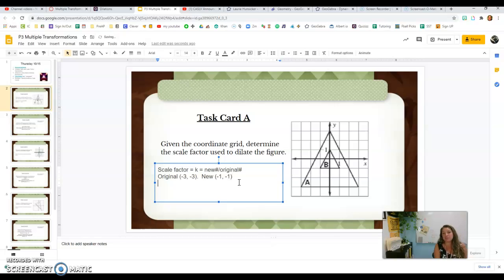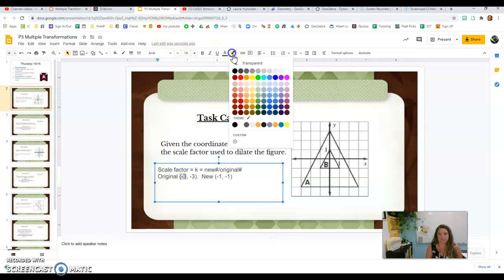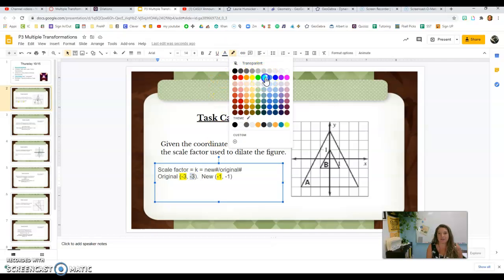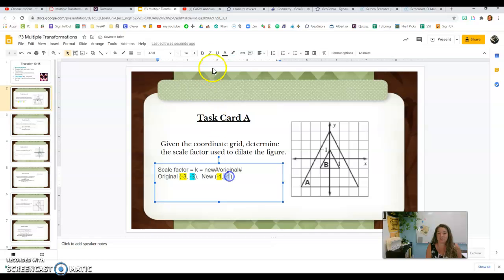Okay? So what I'm going to do is I'm going to take my X numbers first. So -3 and -1, and I'm going to divide them, okay? Then I'm going to do my Y numbers, and I'm going to see if I get the same thing, because if it's a dilation, it should be the same thing, right, for both of them, okay? So again, I need to do the new number divided by the original number. So I'm going to put -1 divided by -3. Well, is that the same thing as my Y numbers? Well, yeah, because my Y numbers happen to be the same thing, right?